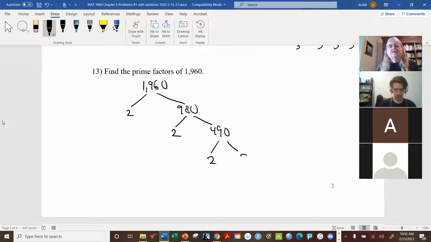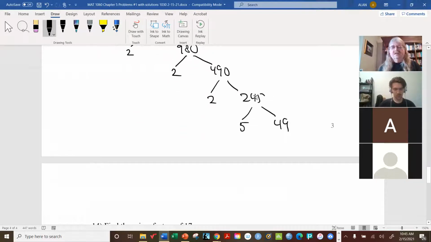2, 245. Now this one is divisible by 3. Okay, so it should be 245 divided by, wait a minute, no it's not. My fault. It's divisible by 5 though. This is 5 times 49. And then, oh, look at this, 7. 49, of course, is a perfect square, 7 times 7.